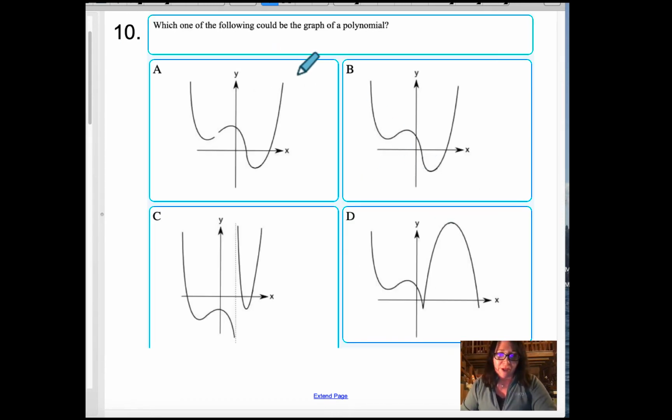Which of the following could be the graph? Well, there's a break right here. So this is out because you have an asymptote that gives you a break. This one has a sharp edge, that's out. And so B would be my continuous.